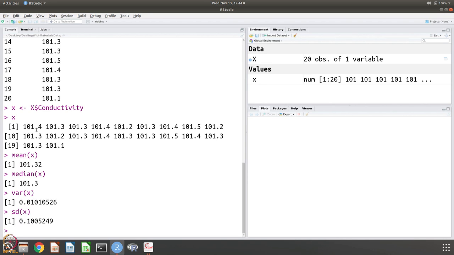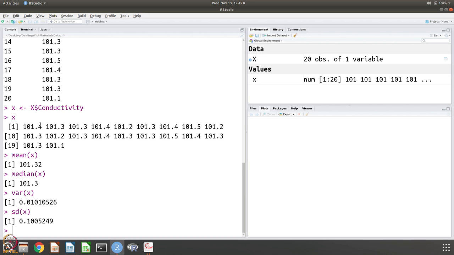Now, as you can see, the measurements of conductivity itself were reported only up to the first decimal place, because beyond this the eddy current measurement cannot be accurate. So, when we report the conductivity, we report the mean plus or minus standard deviation. Here it is important not to report the result as 101.32 plus or minus 0.1005249, because beyond this point the rest of the numbers do not make any sense. Of course, if you do the algebra you will get them, but the numbers themselves do not mean anything.